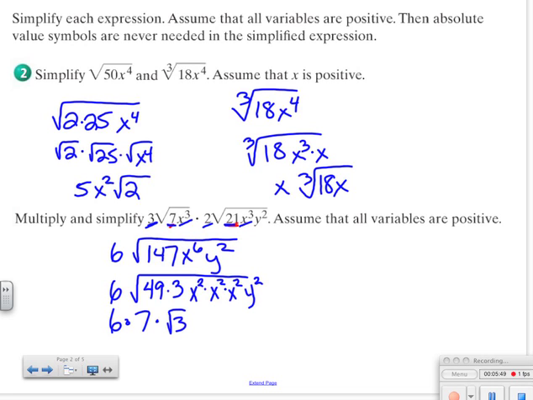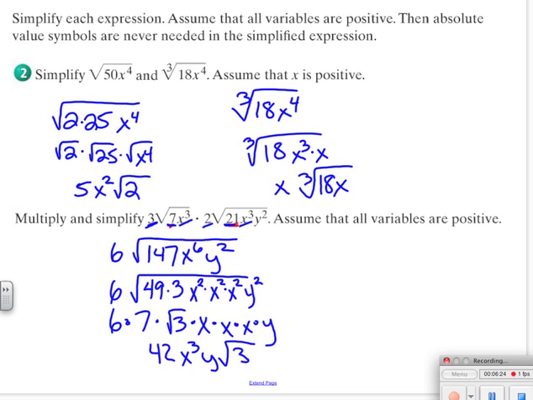And I'm just going to rewrite these as I get them. The square root of x squared is x. The square root of x squared is x. The square root of x squared is also x again. And the square root of y squared is y. Now that I have taken the roots of each of the pieces that I can, I'm going to simplify what I have left. 6 times 7 is 42. x times x times x is x cubed, times y. And I still have all of that times the square root of 3.